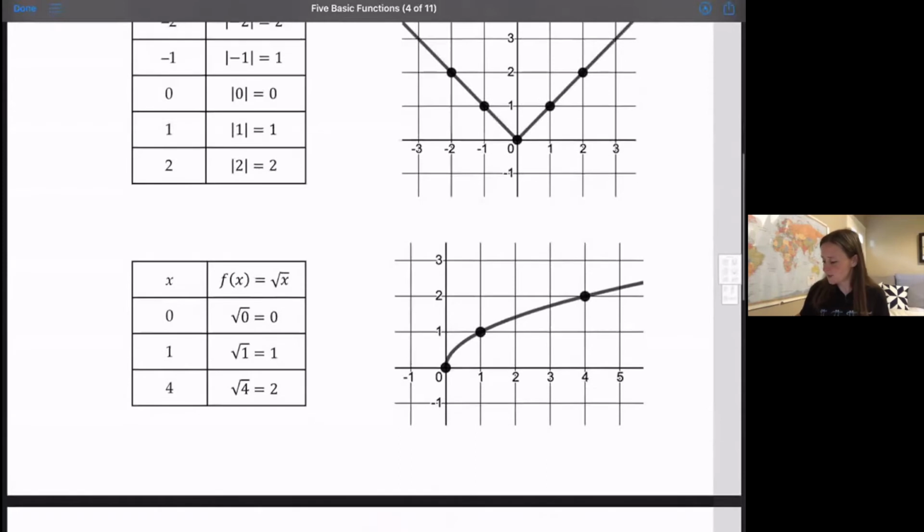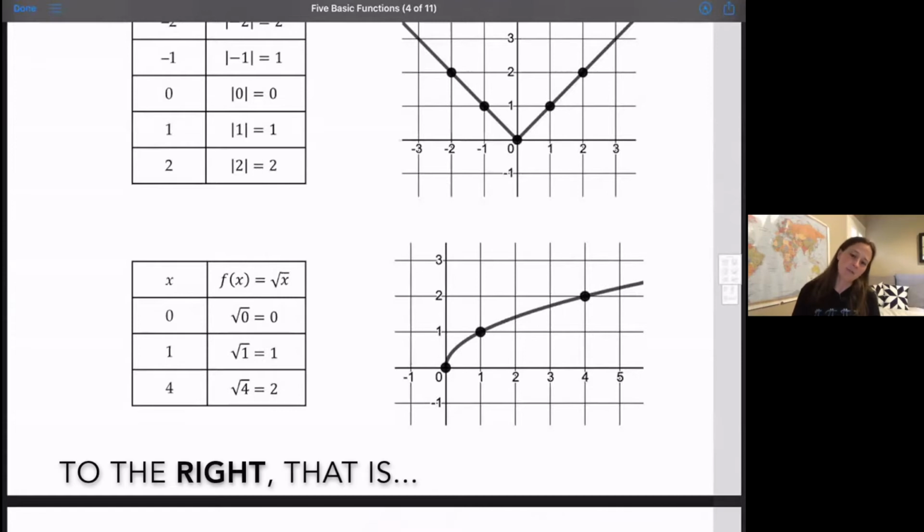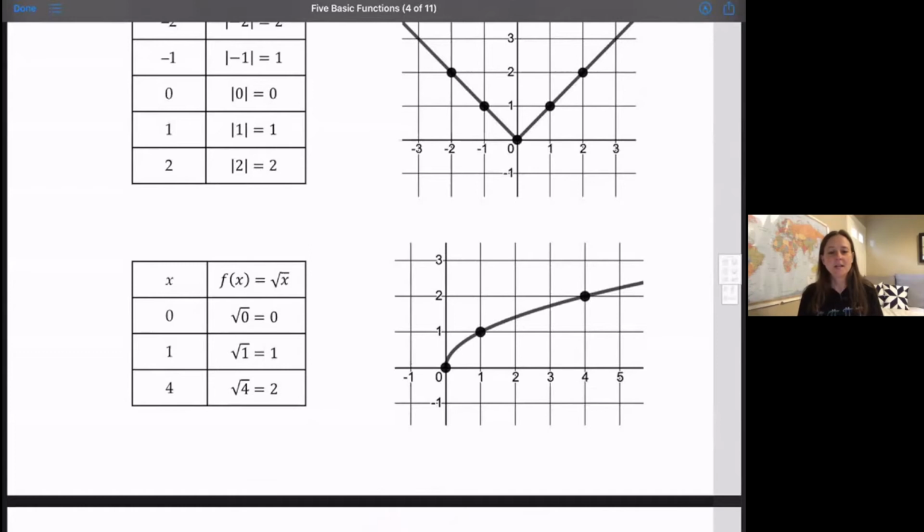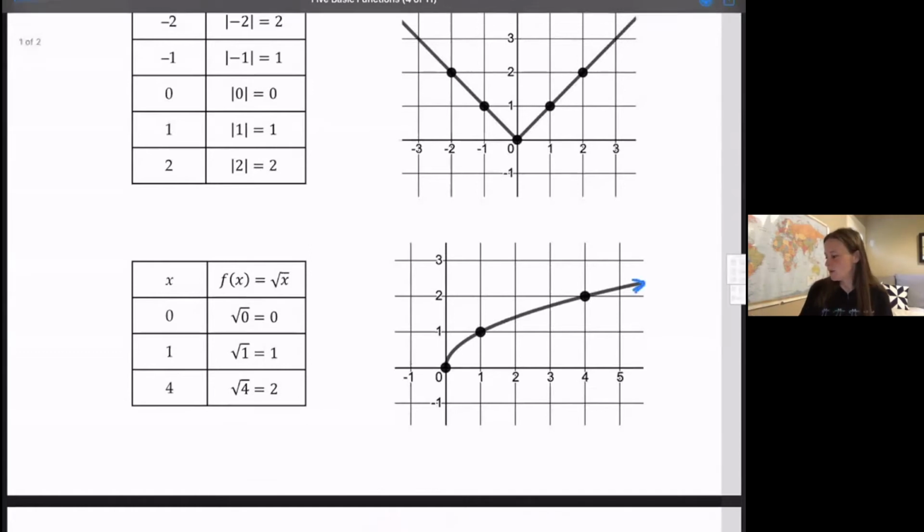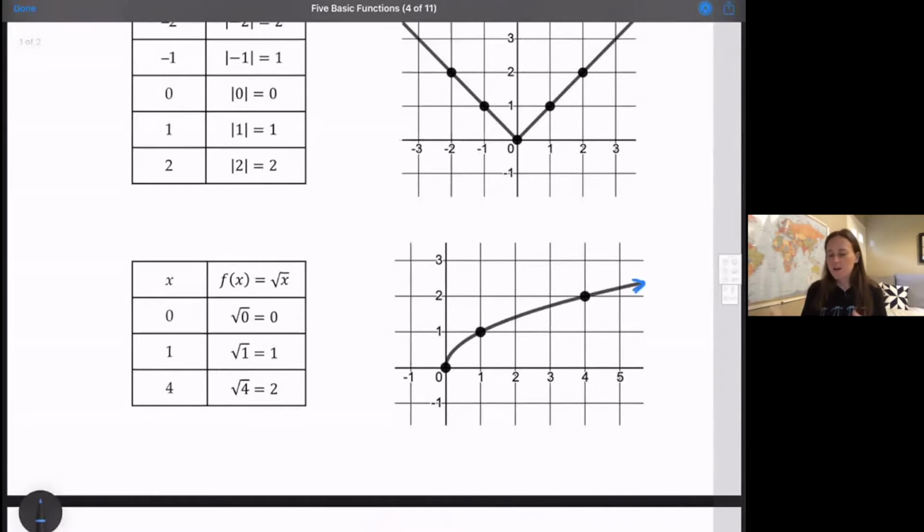Our third one is the square root of x. Notice I only plot positive x values for this because we can't take the square root of a negative number in this class. And if you turn your head to the left, it kind of looks like half a parabola, which it is. It's very much related to the graph of x squared. And keep in mind for this one, to the right, it keeps going, so you could put an arrow there. And on the left, at 0, it comes to a dead stop.